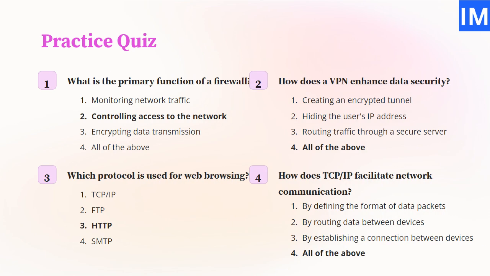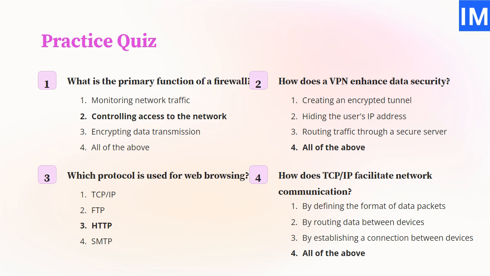Have you paused the video? Have you answered the questions on your own? Now we have the responses to our questions. What is the primary function of a firewall? Controlling access to the network, because it controls what goes out and what comes in.